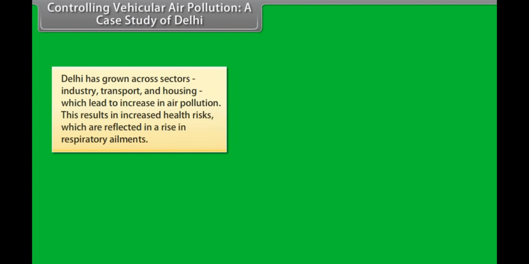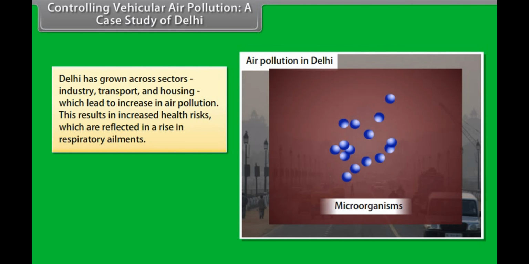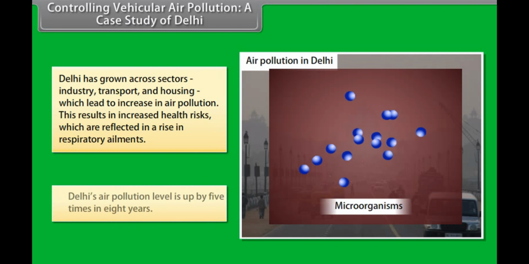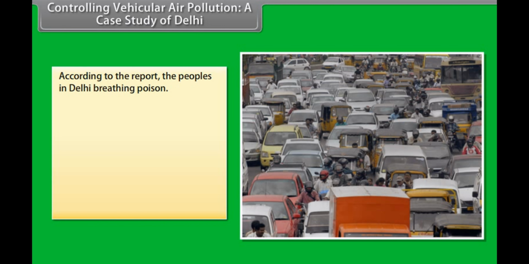Controlling vehicular air pollution. A case study of Delhi. Delhi has grown across sectors, industry, transport and housing, which lead to an increase in air pollution. This results in increased health risks, which are reflected in a rise in respiratory ailments. Delhi's air pollution level is up by 5 times in 8 years. According to the report, the people in Delhi are breathing poison.